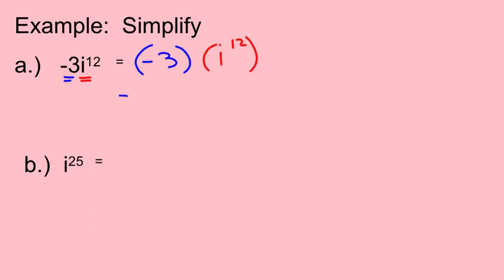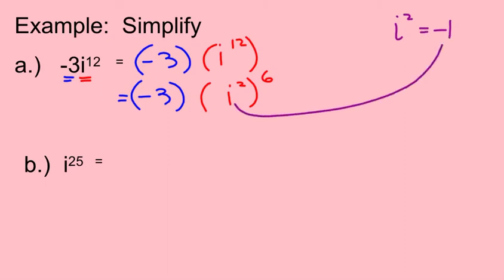So I'm going to bring down this -3 again. And I'm going to split up i to the 12th as i squared to the 6th power. Now over here, if you remember, what does i squared represent? It represents -1. So I can replace that with a -1. And then I have it still raised to the 6th power. And then the -3 is still out in front.